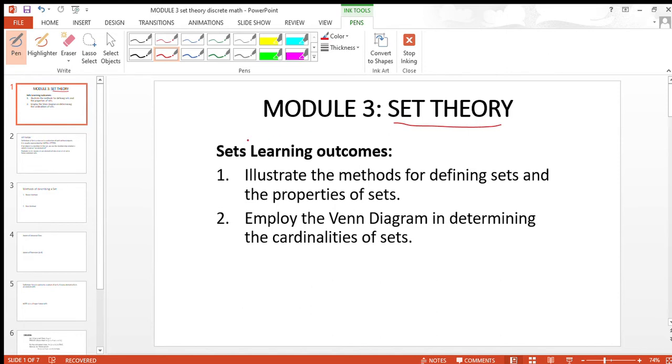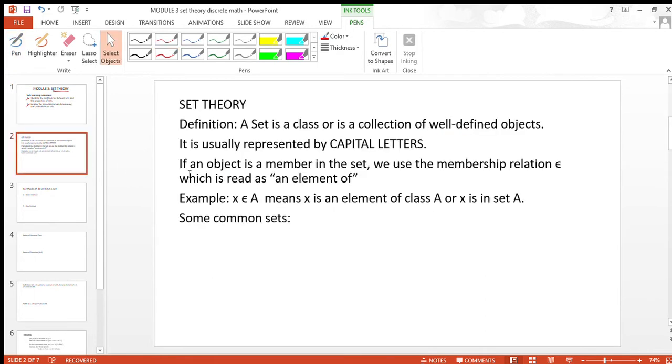And under this module, we have two learning outcomes. First, illustrate the methods for defining sets and the properties of sets, and two, employ the Venn diagram in determining the cardinalities of sets. So I guess just reading the learning outcomes, you already have an idea of the things that we will be discussing in this section. So let's get into business.